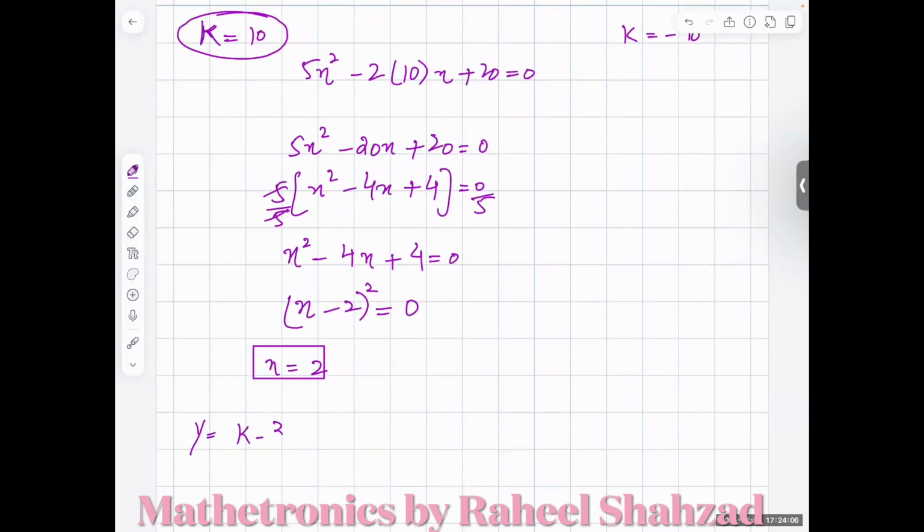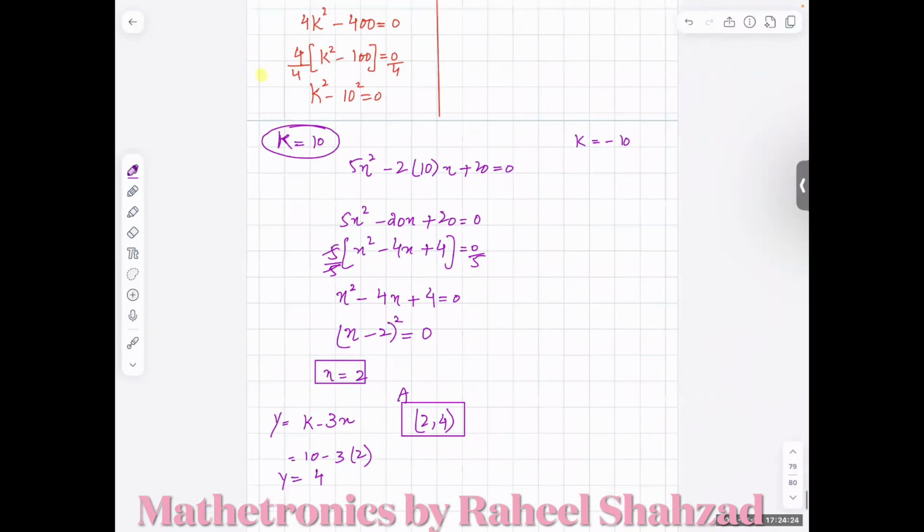y equals k minus 3x. So k is 10, x is 2, y is 4. So the point is (2, 4). That is my first possible point, right?